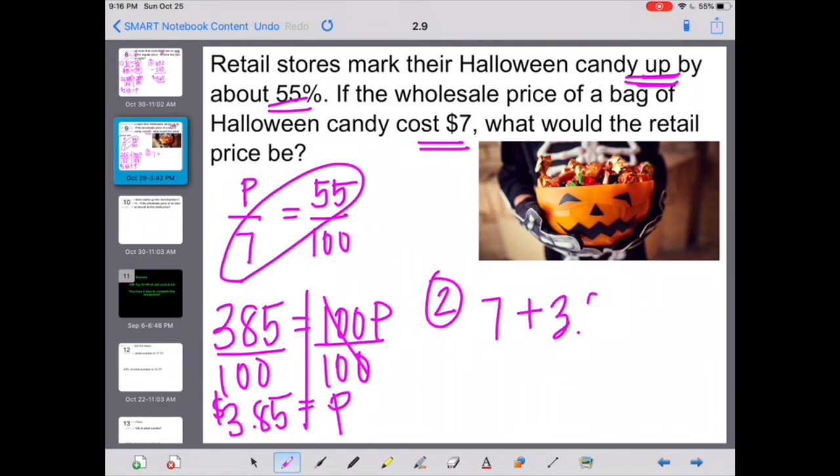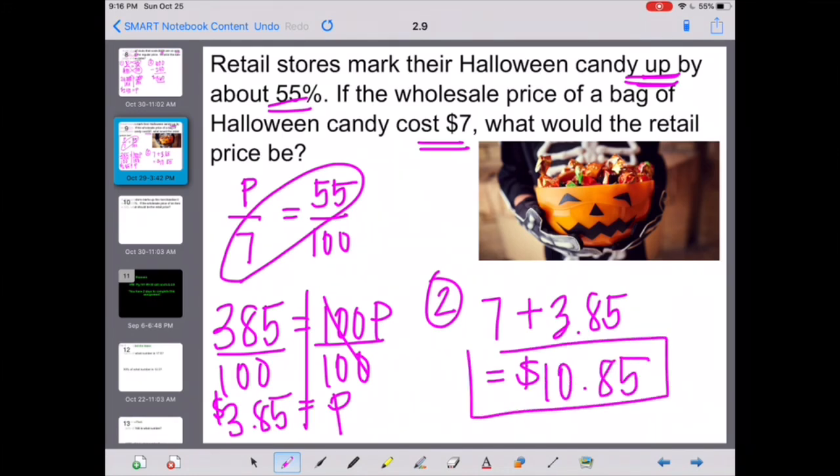Now this one is not a discount. This is a markup. So for step 2, I have to take the original price and add that extra that the store is going to charge me. And I'll find out that as a retail customer, a normal customer coming in to buy that candy, I'm going to have to pay $10.85, even though that company only paid $7 to get it.